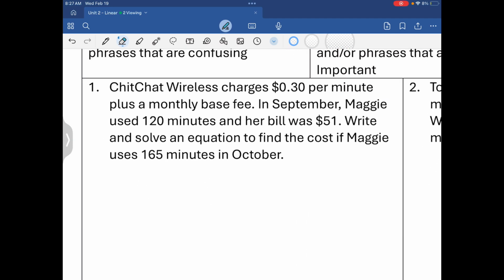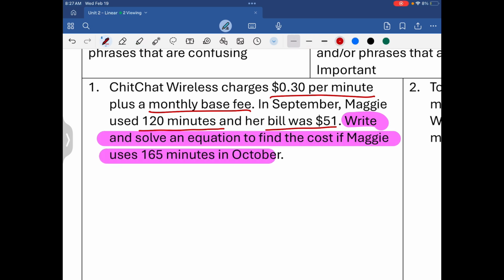So let's go down here at number 1. It says Chit Chat Wireless charges 30 cents per minute plus a monthly base fee, okay? In September, Maggie used 120 minutes and her phone bill was $51. Write and solve a linear equation to find the cost if Maggie used 185 minutes in October. Okay, so we see this word per right there. We've talked about this before. That word per means, hey, this is my x. So my m is going to be that 30.